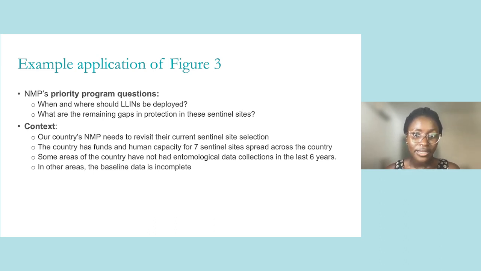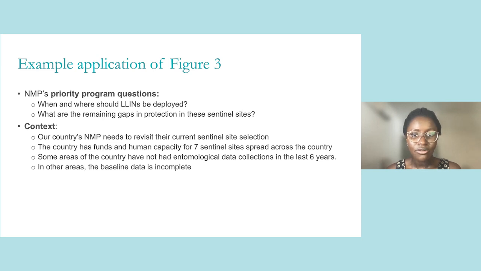The first is, when and where should LLINs be deployed? The second is, what are the remaining gaps in protection? Baseline data is generally weak. In certain areas, there has been no entomological data collection in the last 6 years, while in other areas, the recent data is incomplete. The NMP has capacity for 7 sites across the country.